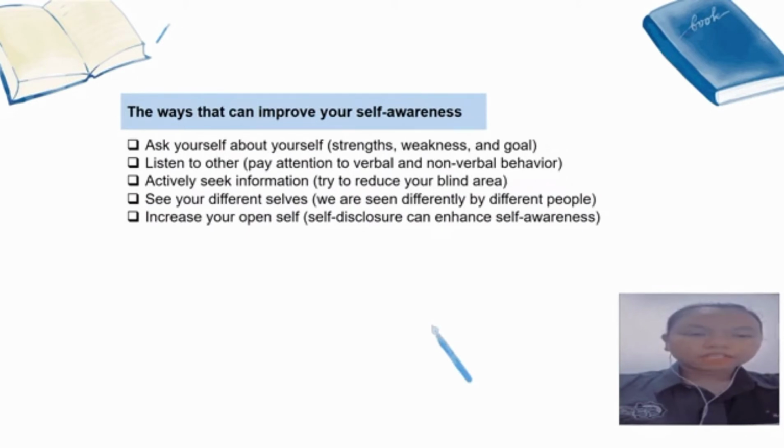Okay, next I would like to explain the ways that can improve your self-awareness. Firstly, you should ask yourself about yourself, like your strengths, your weaknesses, and your goals. Next, you should listen to others, which is to pay attention to verbal and non-verbal behavior. Besides that, you should actively seek information about yourself to reduce your blind area. For example, not to compare yourself with other persons.